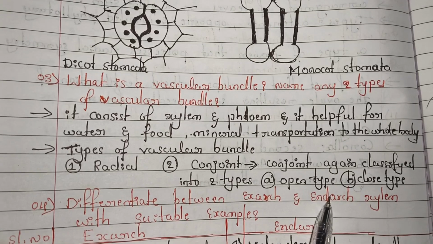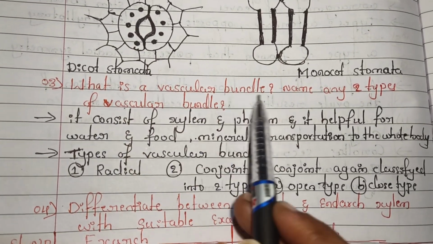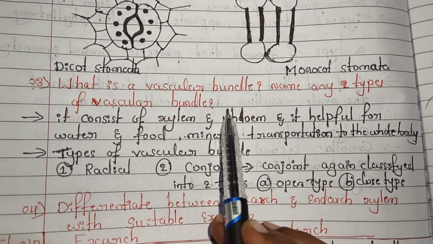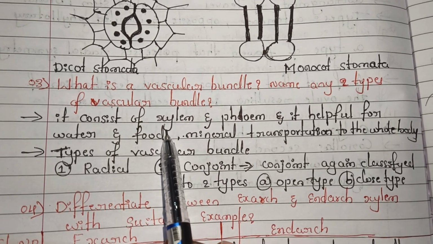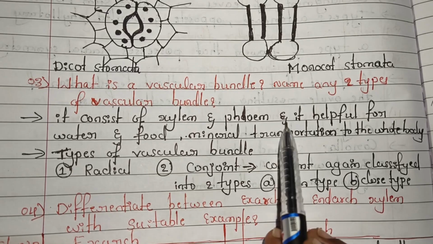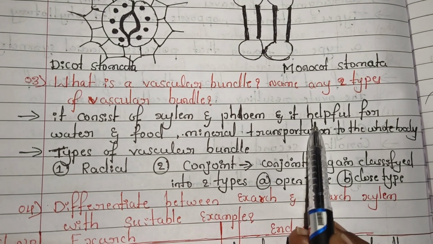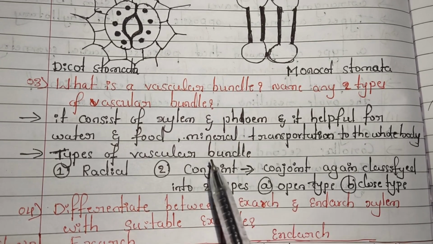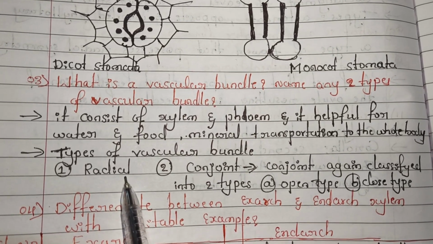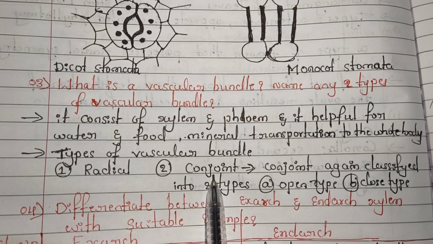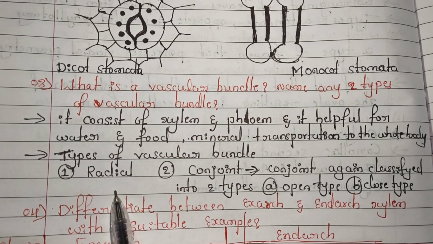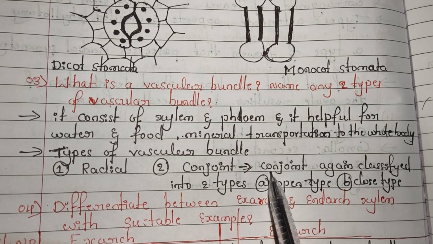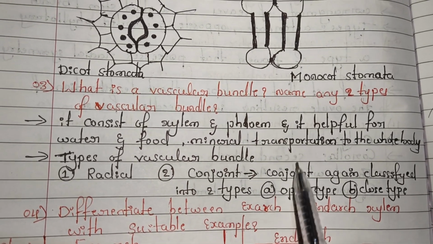Next question: what is a vascular bundle? Name any two types of vascular bundle. Vascular bundle definition: the xylem and phloem are present together, helpful for the transport of water and food. The whole bundle we call a vascular bundle. Here two types are there: radial and conjoint. Radial means the xylem and phloem are arranged in a circular manner, and conjoint means the xylem and phloem are present up and down in parallel.